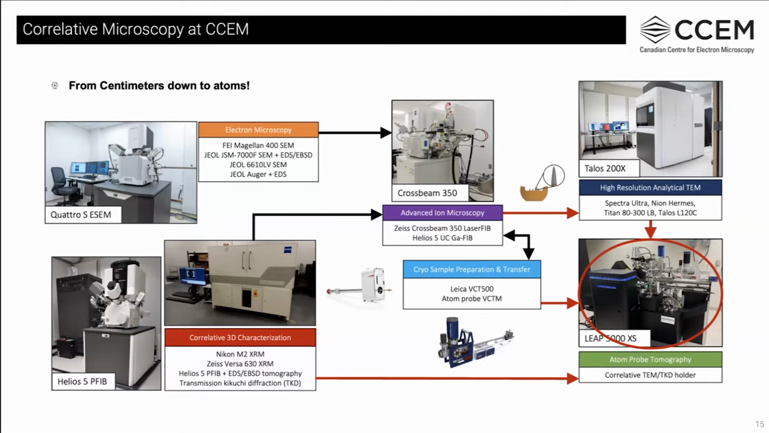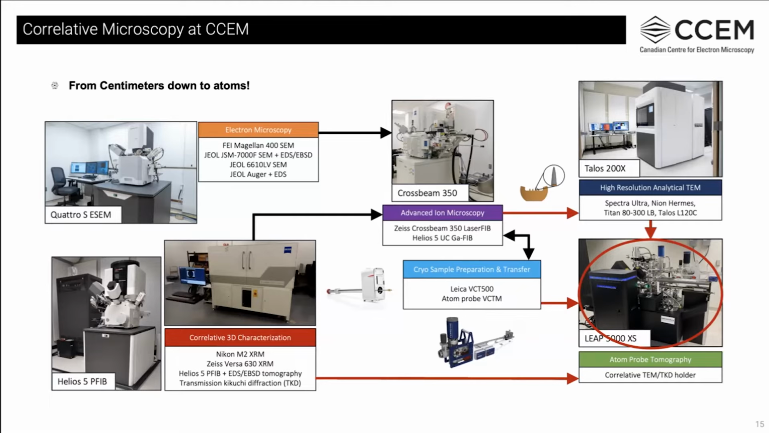So I'll start with this slide, showing the wide range of instruments at CCEM that allow us to characterize materials from centimeters right down to the atomic scale. For example, we can start on the left with in situ electron microscopy or 3D characterization techniques, such as our new XCT system or EBSD on our PFIB, and use these to identify and target unique features. And then we can take our sample and use advanced ion microscopy, such as our new laser FIB, to prepare these target features for higher resolution analyses like TEM or atom probe.